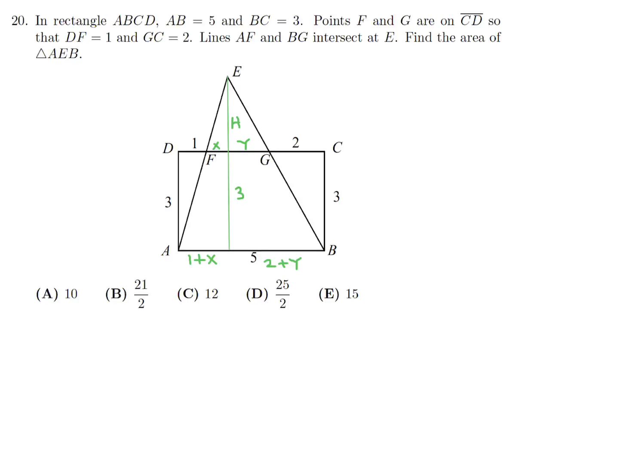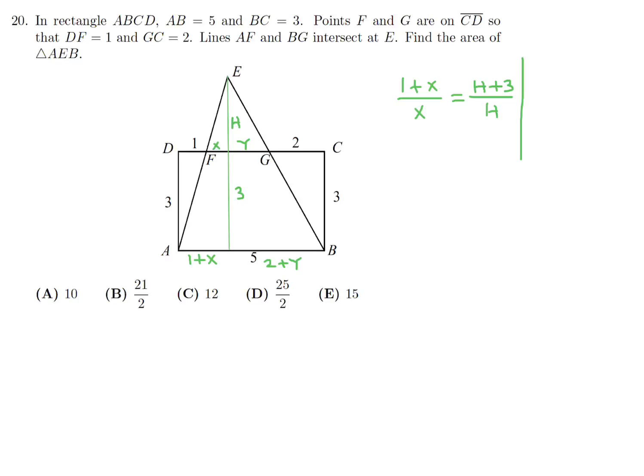Okay, so this is probably similar triangles. Right here, this triangle and the big triangle are similar. So that means that the bases, 1 plus x as the big base over x, which is the small base, is equal to the ratio of the heights. So the big height all the way to the bottom is h plus 3. And then the height of the smaller triangle is just h. So that's our first one.